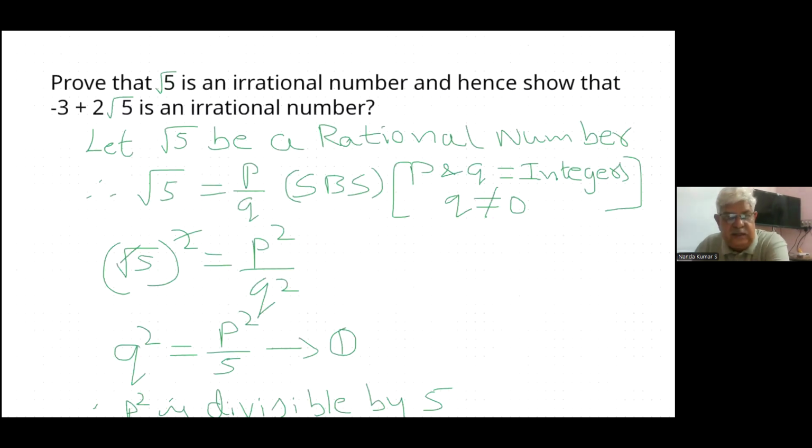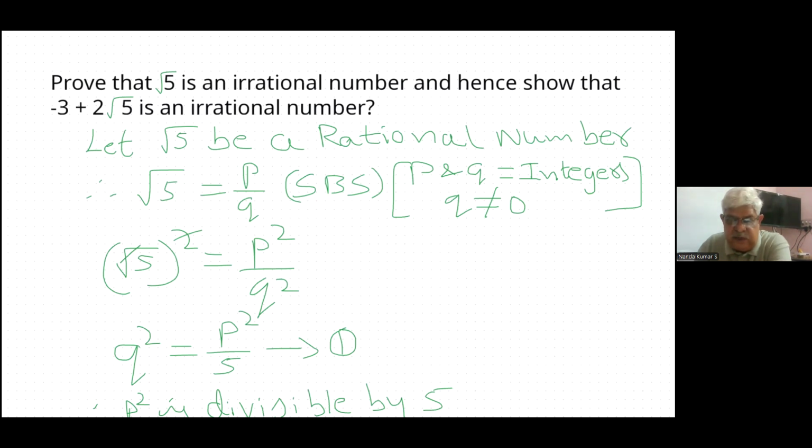Next numerical we are discussing here is: prove that root 5 is an irrational number, hence show that minus 3 plus 2 root 5 is an irrational number. In the first step I considered, let root 5 be a rational number. Therefore, root 5 is written in the form p by q, where p and q are integers and q is not equal to 0. I did squaring on both sides. Therefore, root 5 whole square is written as p square by q square. Square and root get cancelled. Therefore, q square is p square divided by 5.